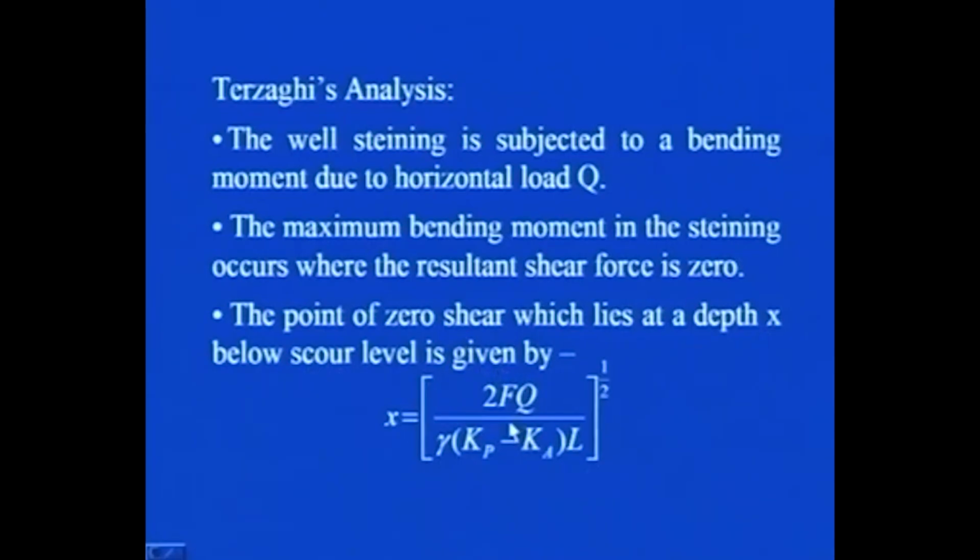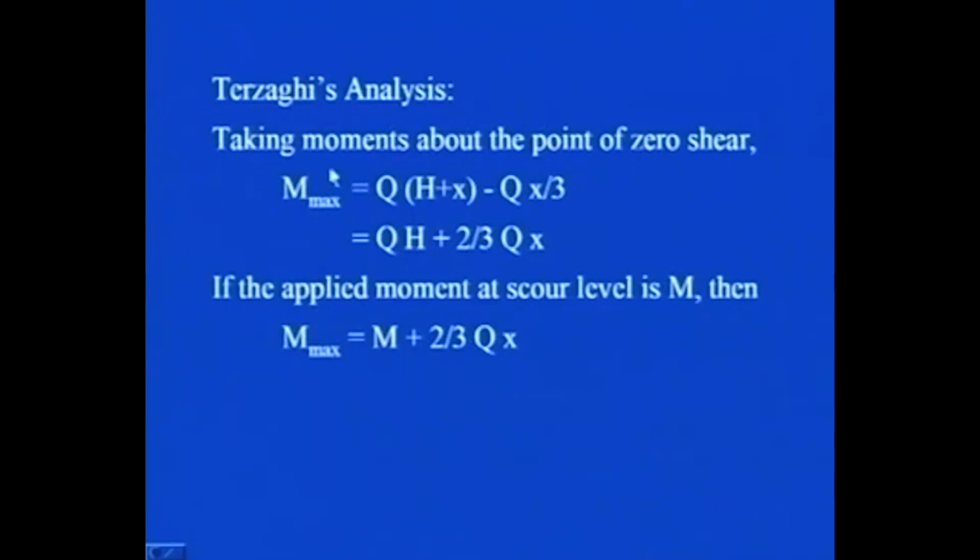You can obtain this from the three basic equations of equilibrium, and you can obtain it as x equals 2Q divided by gamma (kp minus ka) into L, to the power half, that is, the square root of this total expression. Then we take moments about the point of zero shear, because that will be the point where the maximum moment occurs, and you know that in the analysis and design procedure we always go for the maximum force and the maximum bending moment.